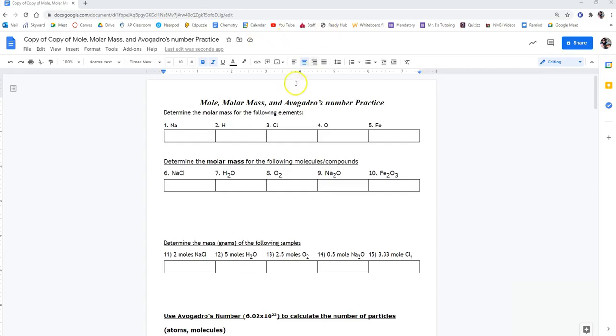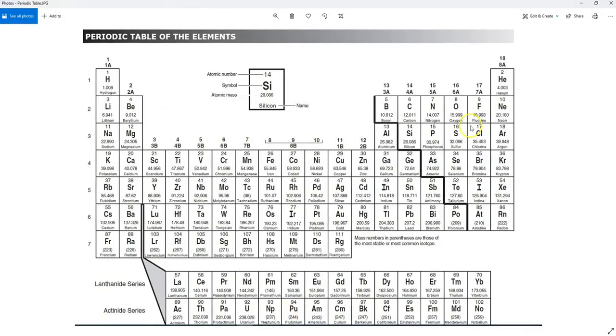Let's look. So here's the review. The first 10 questions are asking us to find the molar mass of elements and compounds. So 1 through 5, we're going to find the molar mass for an element. Let's start with sodium. Number 1 is sodium. Where can we look to get the molar mass for sodium? You guessed it, the periodic table.